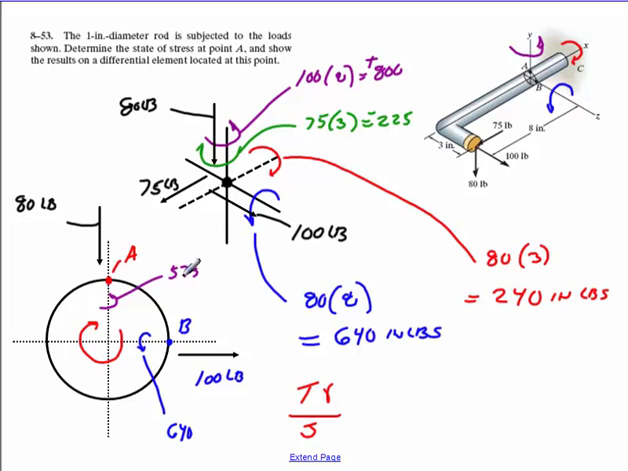This moment here cannot create a stress at A because you have no C distance away, right? Because the moment is rotating around here. My C distance has got to go this way. So I wouldn't even have to worry about that.